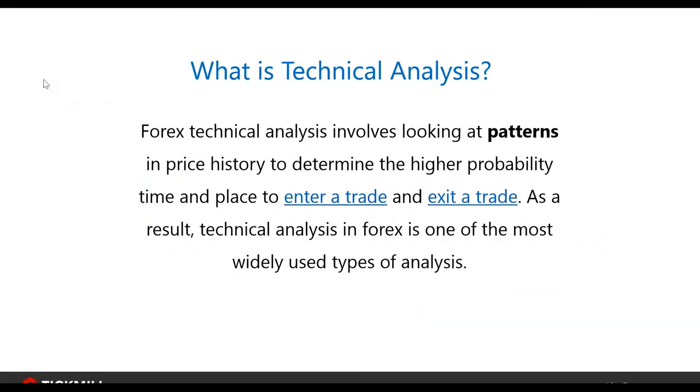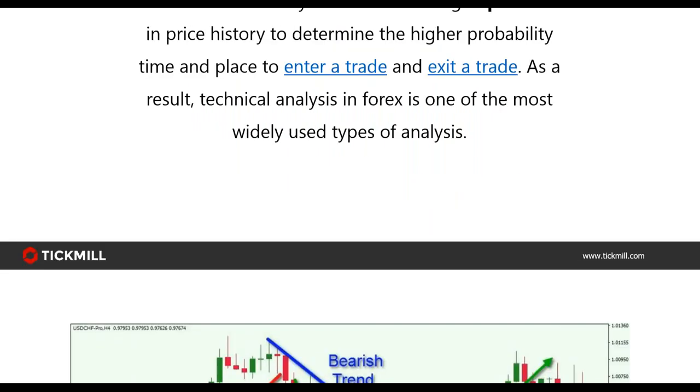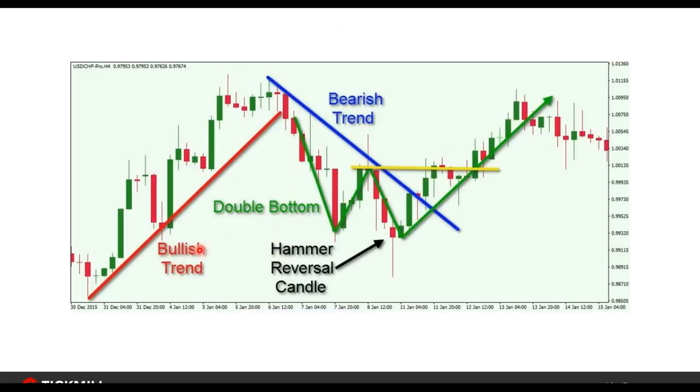Next analysis is technical analysis. So Forex technical analysis involves looking at patterns in price history to determine the higher probability time and place to enter a trade and exit a trade. As a result, technical analysis in Forex is one of the most widely used types of analysis. So for technical analysis po, we are mainly looking at the chart patterns.